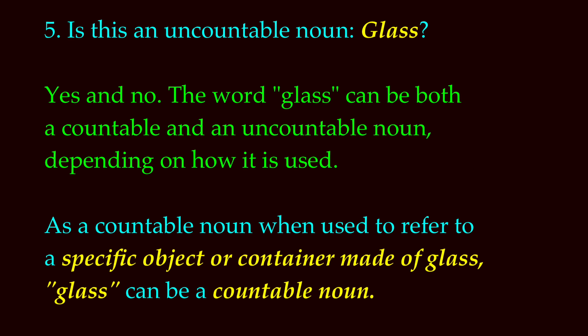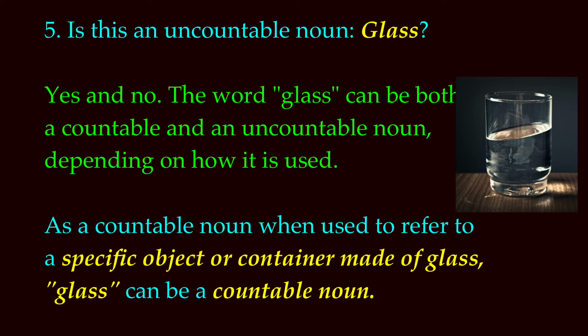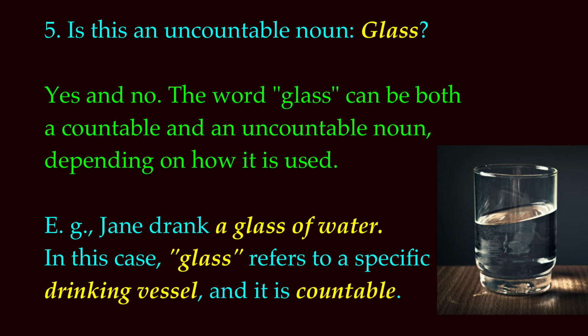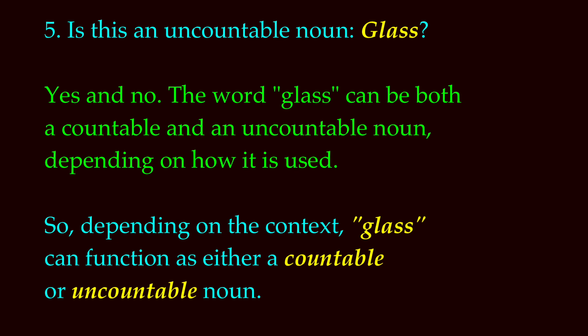As a countable noun, when used to refer to a specific object or container made of glass, glass can be a countable noun. For example, Jane drank a glass of water. In this case, glass refers to a specific drinking vessel and it is countable. So, depending on the context, glass can function as either a countable or uncountable noun.